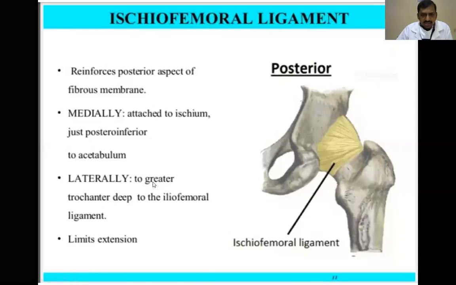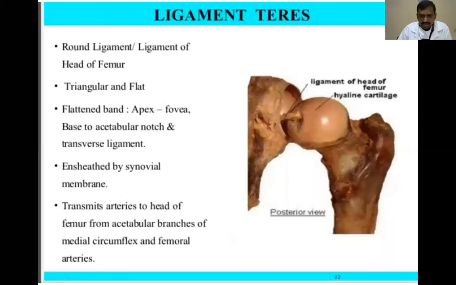And laterally, it is attached to the greater trochanter, deep to the iliofemoral ligament. It is attached to the greater trochanter and also limits the extension of the joint.